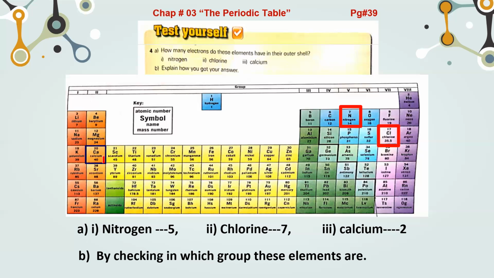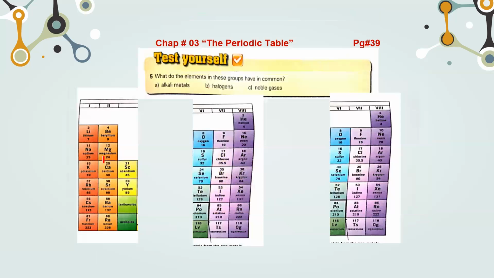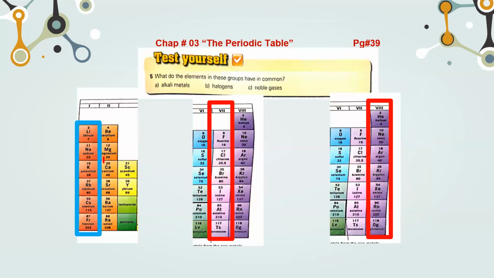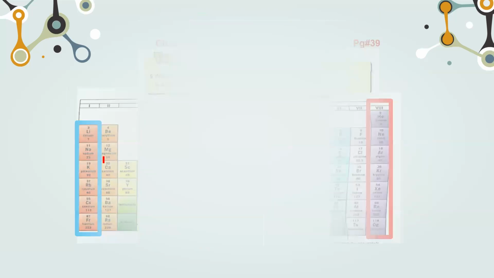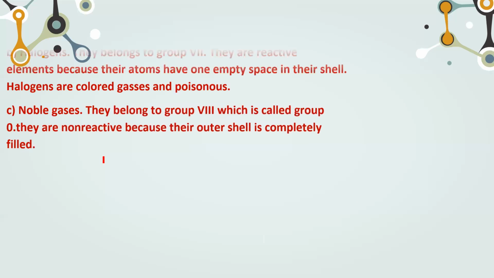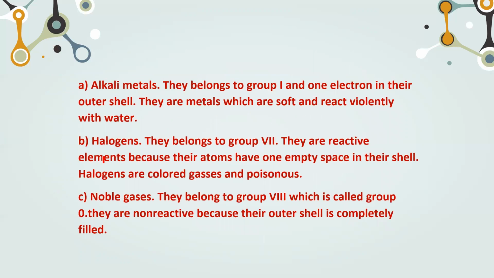Come towards the last question of this test yourself. What do the elements in these groups have in common? Alkali metals, halogens, and noble gases. So this is the answer of that question.